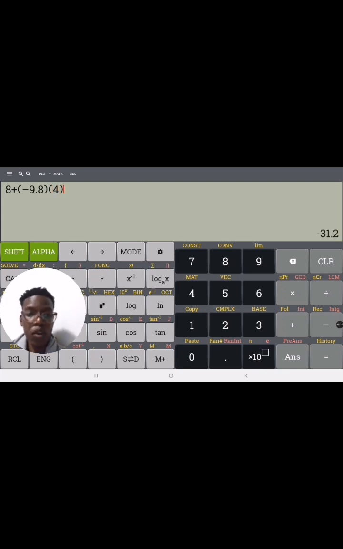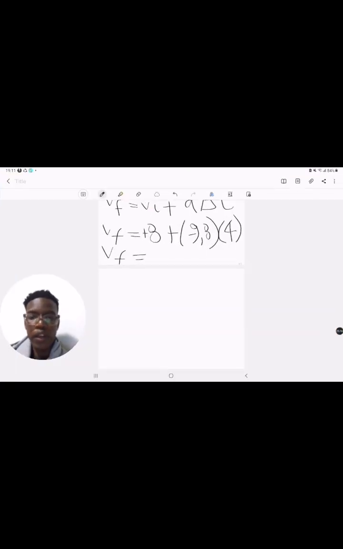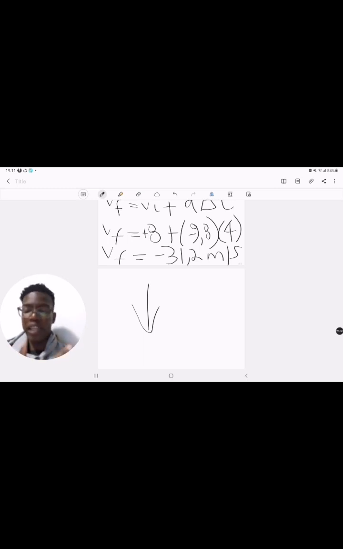So that's the answer, minus 31,2. What does the minus indicate? Let's go back to our screen. Your answer is minus 31,2 meters per second. This is your final velocity just before the object bounces off the balcony. What does that minus mean? That minus means that your object is traveling downwards.